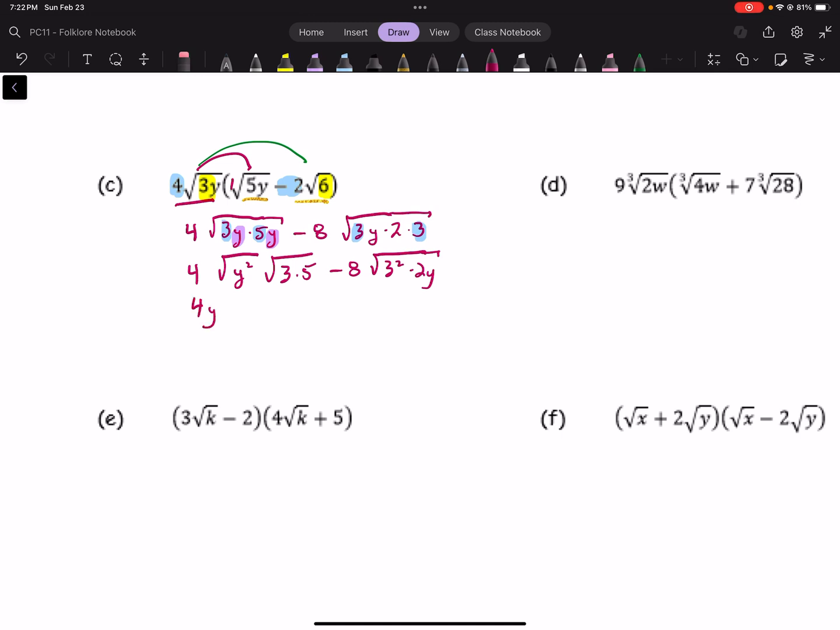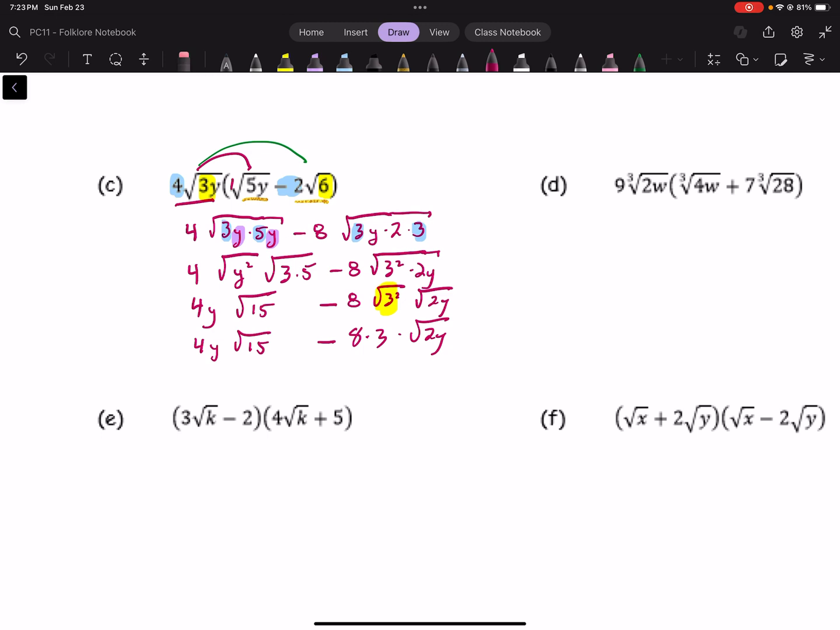So I'm going to simplify the square root of y squared. So that's just simply y. So 4 times y times the root of 15 minus 8 times the root of 3 squared times the root of 2y. So this would be 4y root 15. Simplify nothing from the first term. Now let's go in the second term, 8, and I could simplify the square root of 3 squared simply as writing it as 3 times the root of 2y.